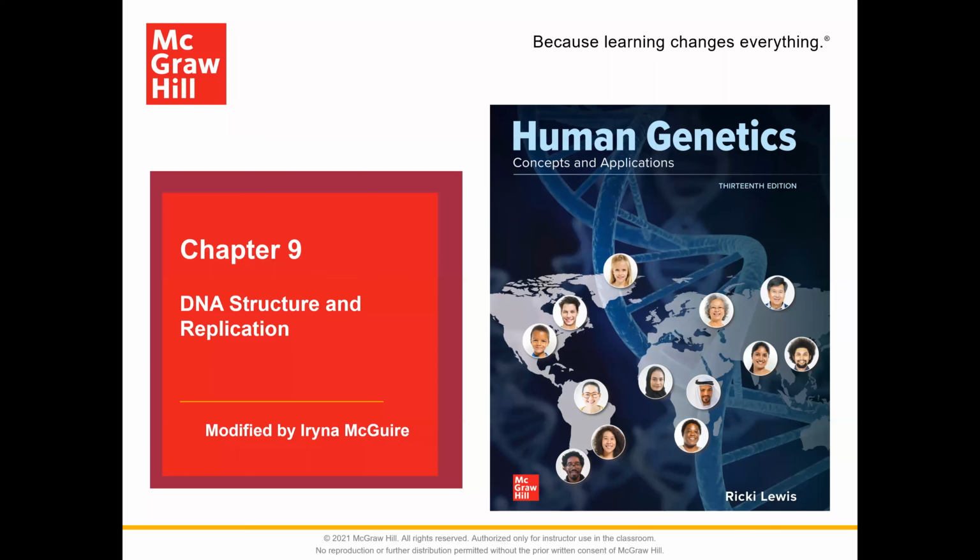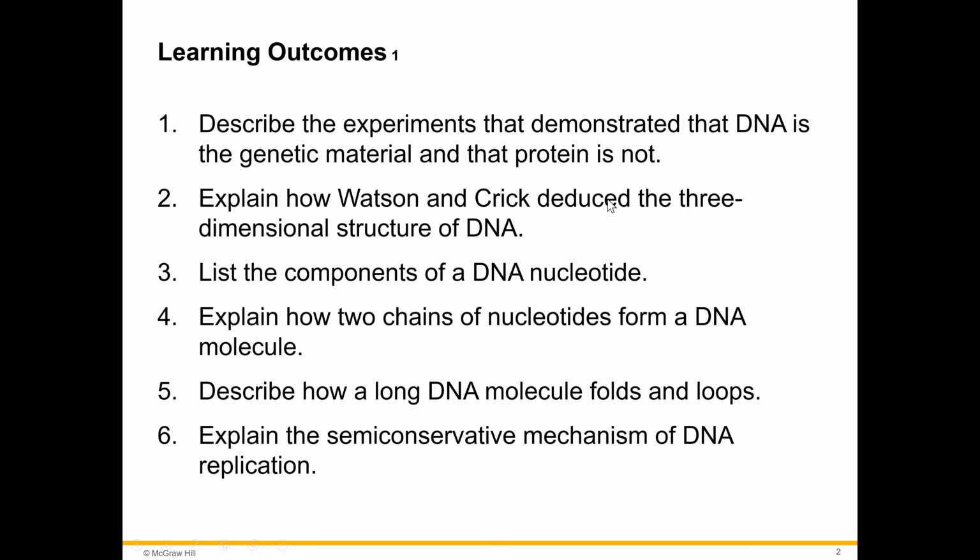We're going to begin with learning outcomes for students. After studying this chapter, you will be able to describe the experiments that demonstrate that DNA is a genetic material and that protein is not. Explain how Watson and Crick deduced the three-dimensional structure of DNA. List the components of a DNA nucleotide. Explain how two chains of nucleotides form a DNA molecule, describe how a long DNA molecule folds and loops, and explain the semi-conservative mechanism of DNA replication.